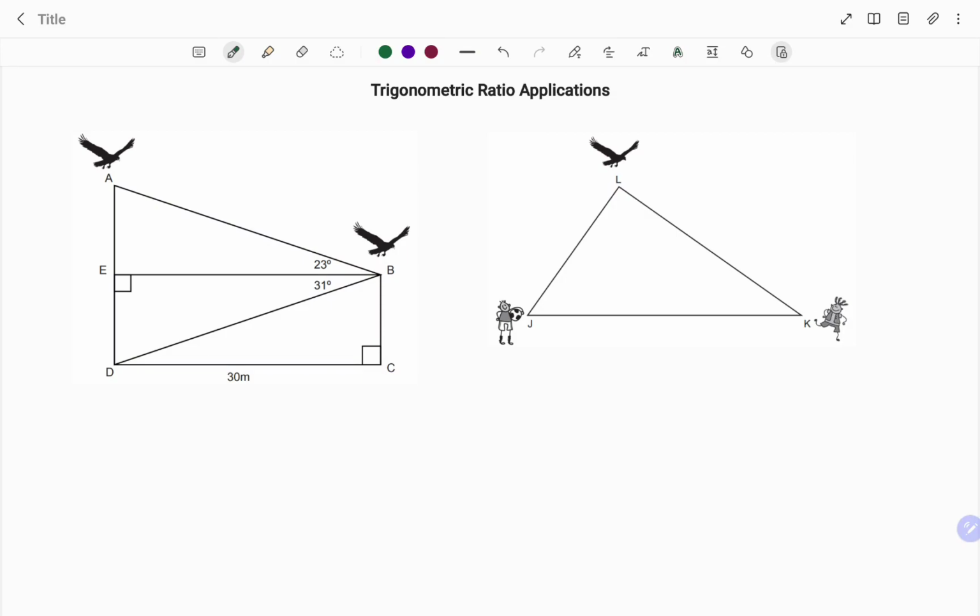In this video, I'm going to show you how to solve the following problems using trigonometric ratios.